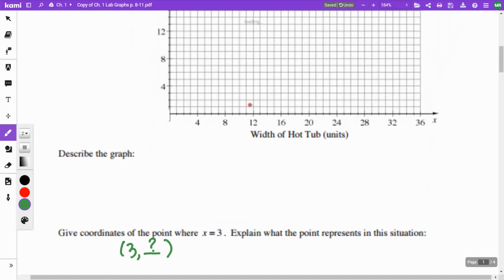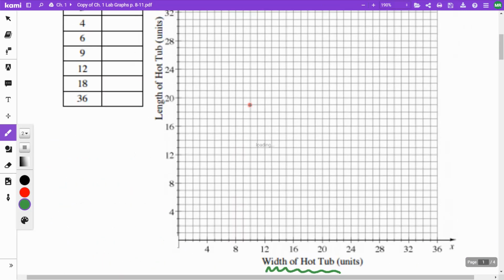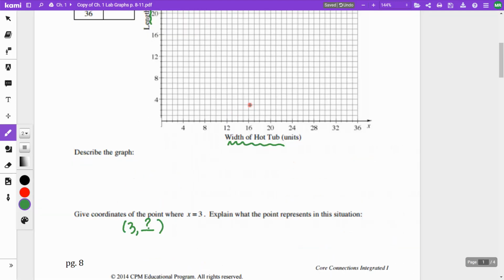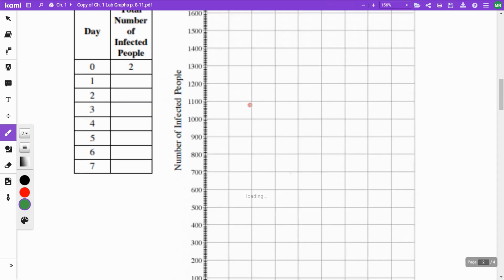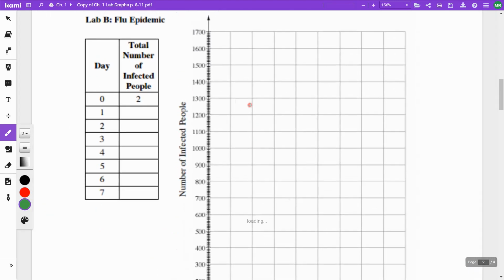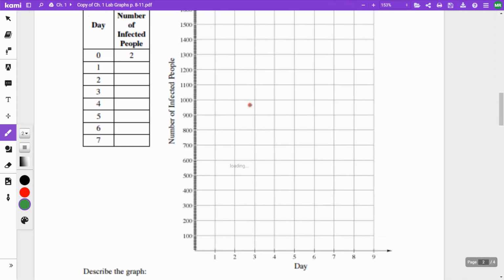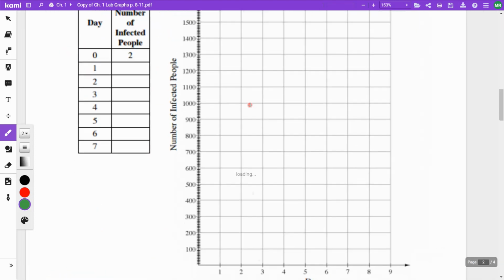So remember 3 would be the width of the hot tub. And the Y is going to be the length of the hot tub. So you want to be precise for what this particular problem is going to be. Then you're going to do the same for the flu epidemic. Now you're going to have to approximate these because these ones we got pretty big. So just approximate them.